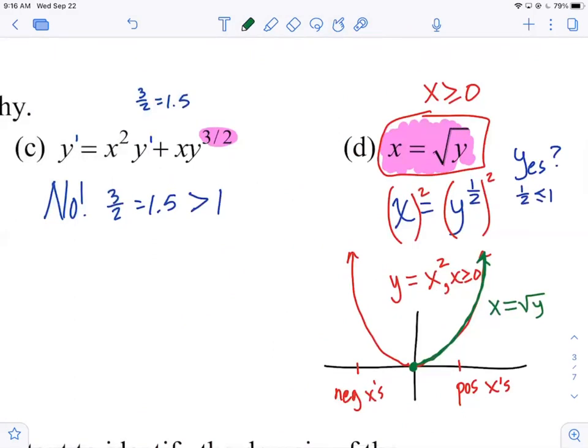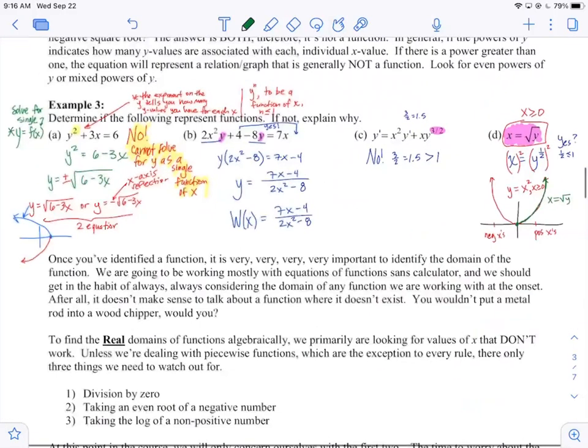Okay. So that's why when you look at the equation, the exponent can be less than 1. It could be equal to 1 on the y. It just can't be greater than 1. All right. Okay, excellent.